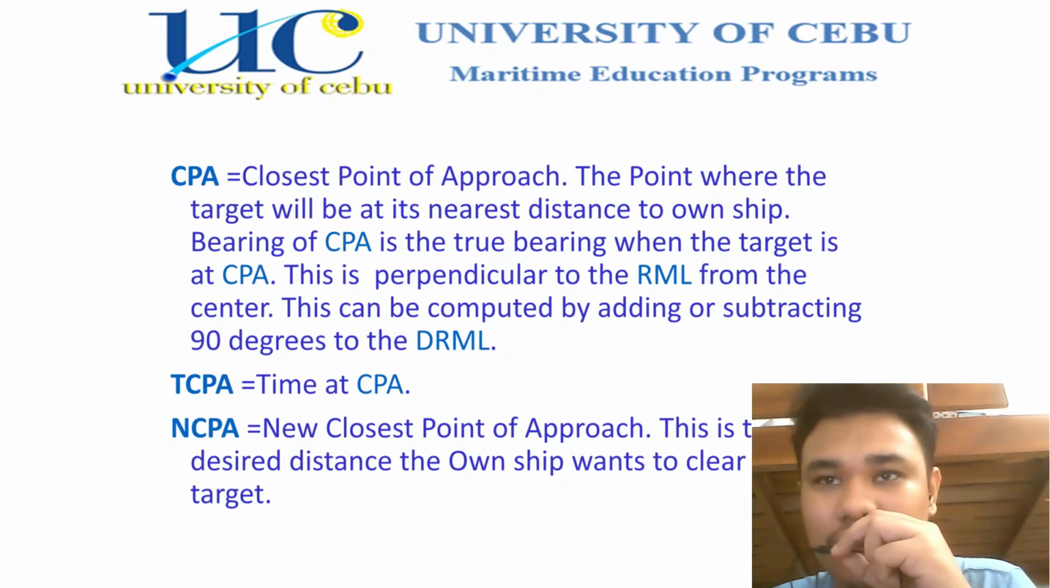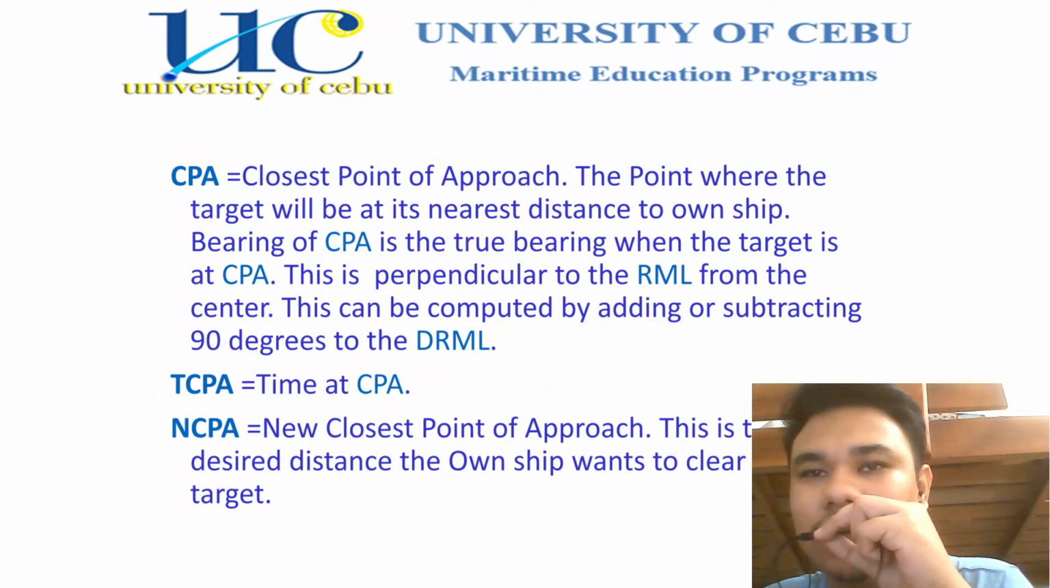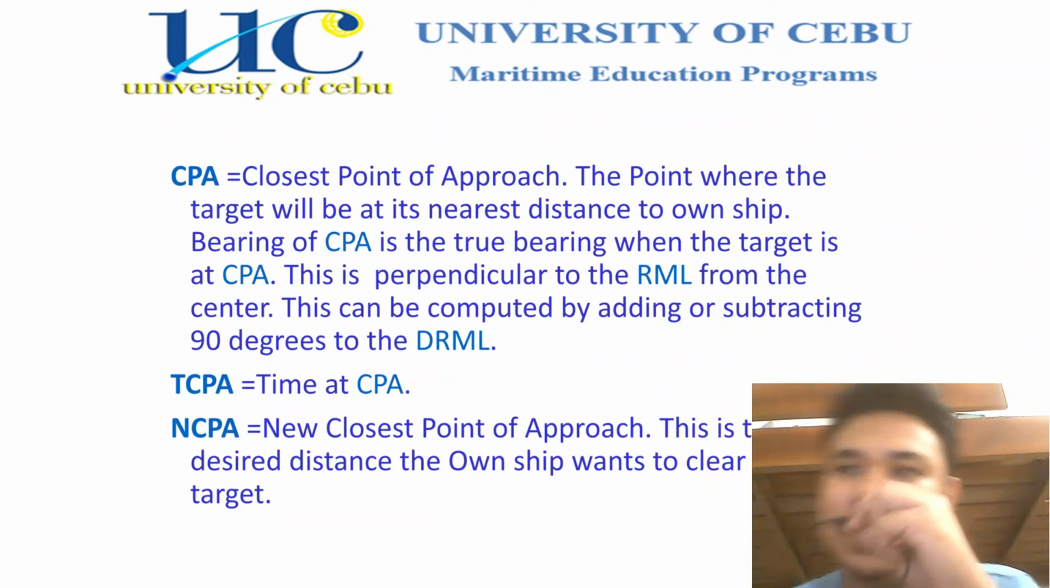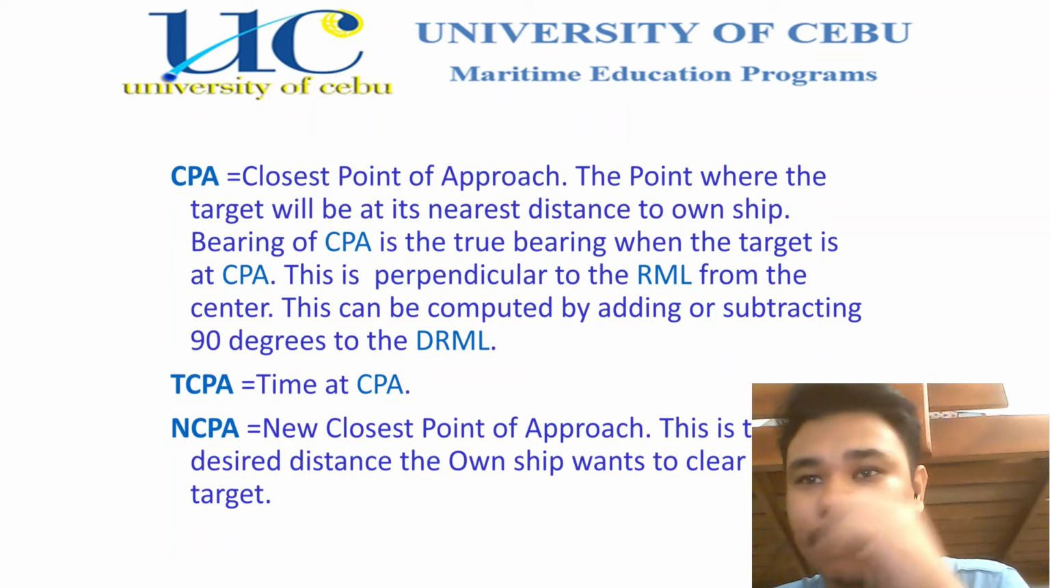The CPA is the closest point of approach, the point where the target will be at the nearest distance to own ship. The bearing of CPA is the true bearing when the target is at CPA. This is a perpendicular to the RML from the center. This can be computed by adding or subtracting 90 degrees to the RML. TCPA is the time at CPA. NCPA is the new closest point of approach.